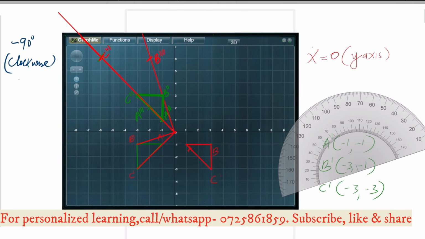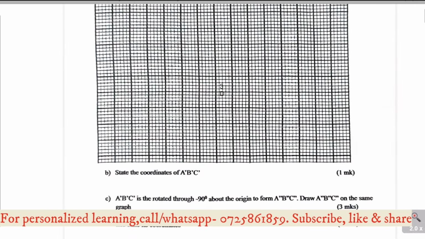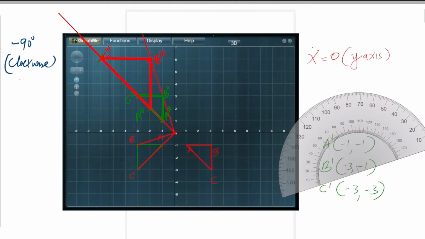From there, you simply just need to join using a straight line or ruler. So there you have the triangle. A triple prime is there, B triple prime is there, and C triple prime is there. So you've done that part. Now the next thing is to state the coordinates.